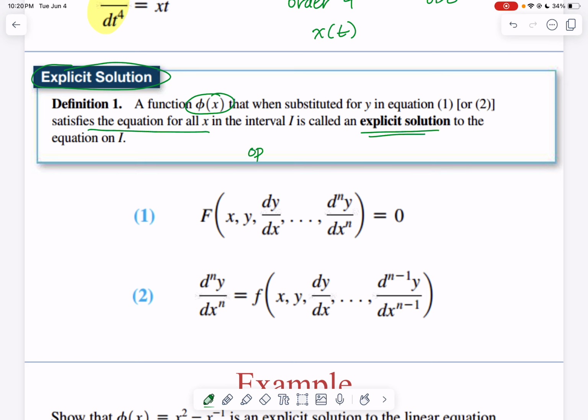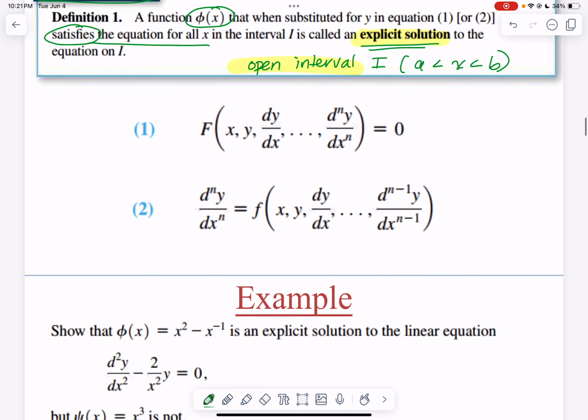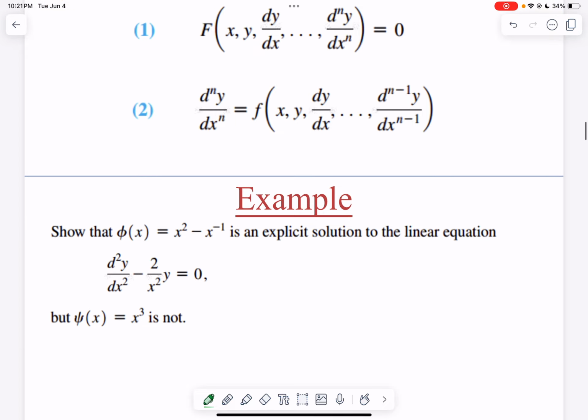So we have this open interval I. And so basically I says that x is between A and B, and A and B could both be infinite. So we just have this open interval, and open is really important. So I is an open interval. So an explicit solution satisfies, that's a really important word, satisfies the equation. Let's go ahead and do an example and see if we can make some sense of this.